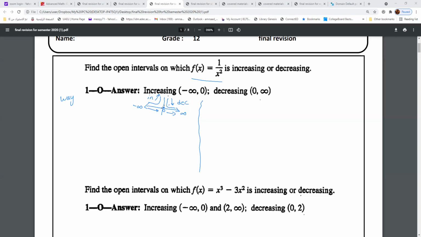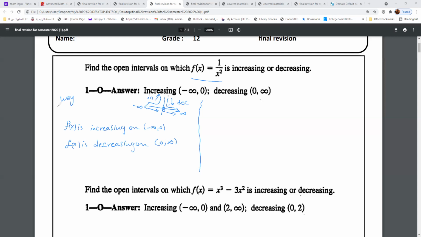That is why x equals 0 divides the domain of this function into two intervals, negative infinity to 0 and 0 to infinity. So f of x is increasing on this interval, negative infinity to 0. f of x is decreasing on the interval what? 0 to infinity.